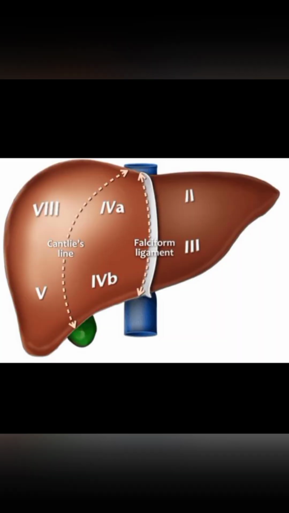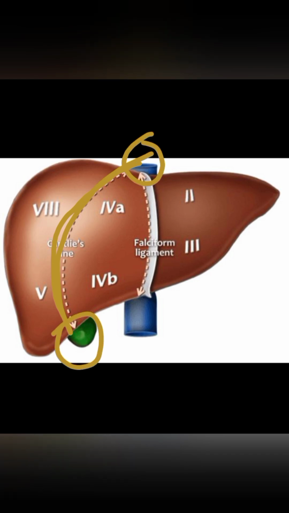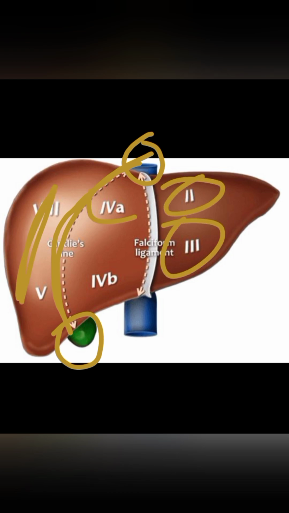The functional division is through the Cantlie line, which is an imaginary line extending from the gallbladder to the inferior vena cava. On the right side, there will be segments 5, 6, 7, 8, and on the left side, there will be segments 2, 3, 4A, and 4B.